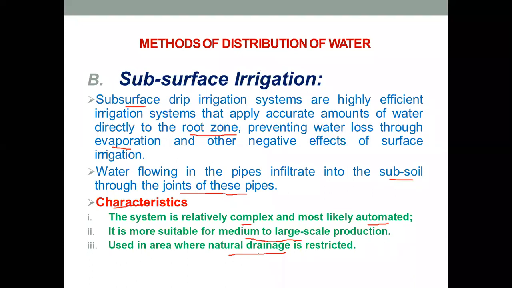Now, in areas where natural drainage is restricted, the problem that happens is it gives rise to waterlogging in agricultural fields, which is very hazardous because it will result in the soil losing its nutrient properties. There may also be a problem of mosquitoes breeding in those places. So there is a lot of problem when the natural drainage of an area is reduced. Where natural drainage is reduced, we can use subsurface irrigation.